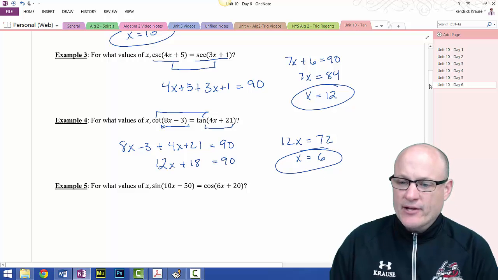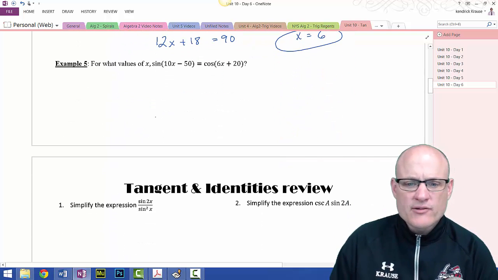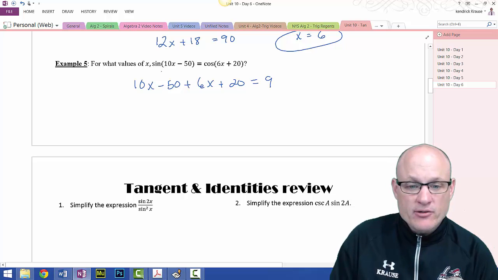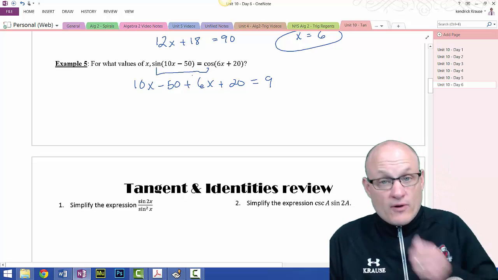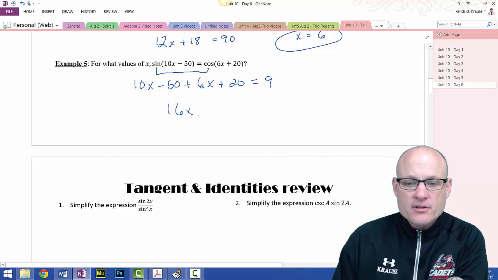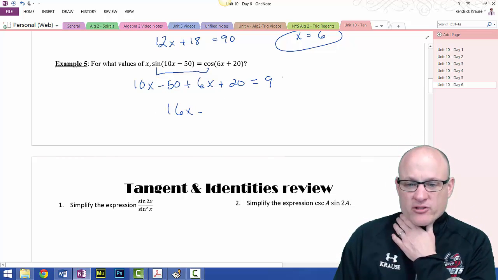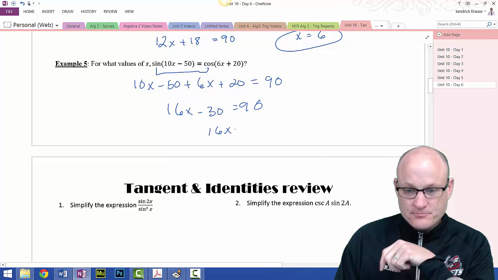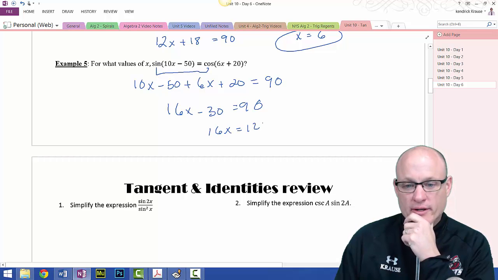And finally, the last one. Let's see. 10x minus 50 plus 6x plus 20 have to add up to 90 degrees because it's sine and cosine. They're cofunctions of each other. So I get 16x minus 30. Oops, that's a 90. Minus 30 has to equal 90, or 16x equals 120. Divide by 16, divide by 16.